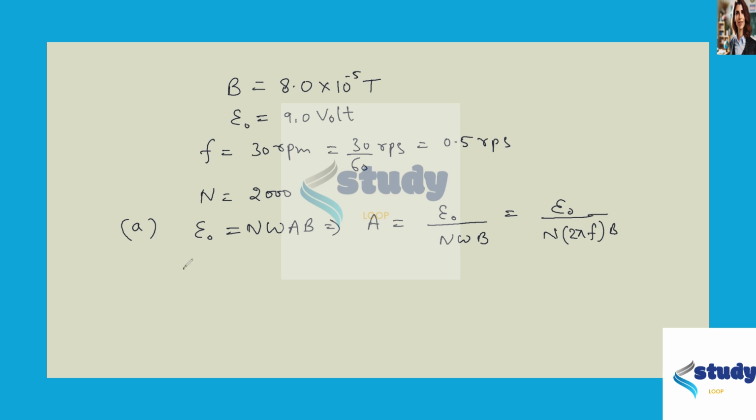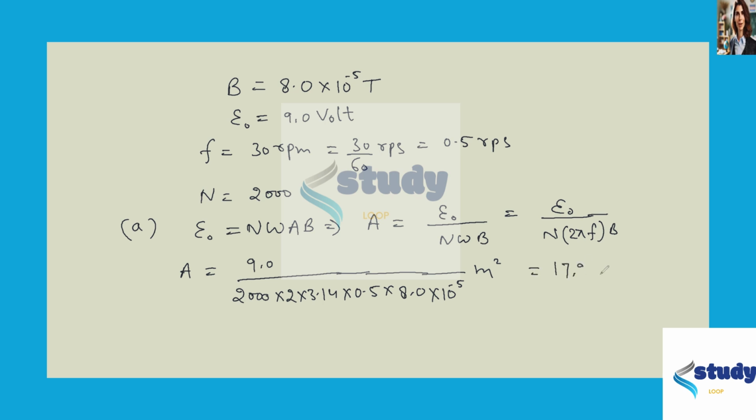So when we put all these values, epsilon naught is 9.0 volts. For the number of turns, this is 2000. For pi, 3.14. For the frequency, this is 0.5. And for the magnetic field, this is Earth's own magnetic field, 8.0 × 10^-5. So this area comes out to be 17.9 meter square, or roughly we can say 18 meter square. This is the answer for the first part of the problem.